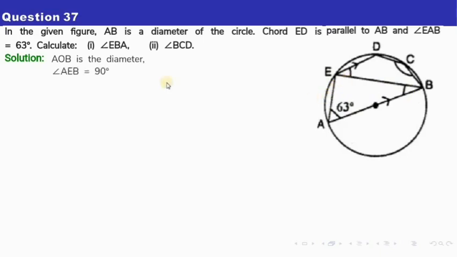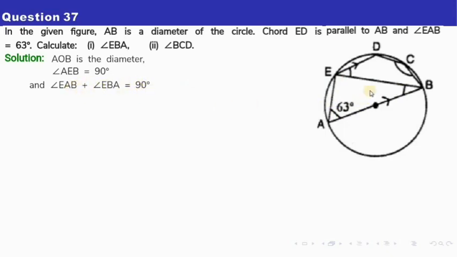Okay, so angle AEB is 90 degrees, because this is an angle in a semicircle. Now in this triangle, as I said, if this is 90 degrees, then the sum of this angle and this angle has to be again 90 degrees. So that's what is written out here. So angle EAB plus angle EBA will be equal to 90 degrees.